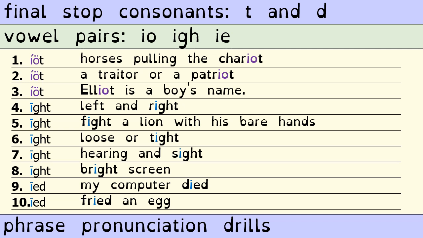4. Ite, left and right. 5. Ite, fight a lion with his bare hands. 6. Ite, loose or tight. 7. Ite, hearing and sight. 8. Ite, bright screen.